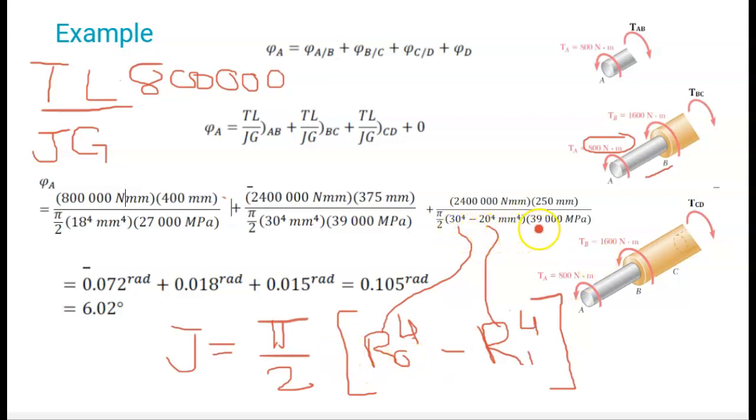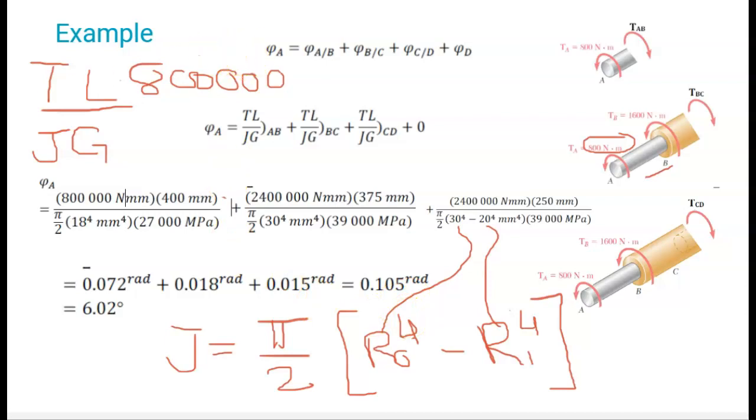And then it is brass, 39000 megapascal, and the length for the last part was 250. I will put all these things together in our calculator. When I put that in, it will give me an answer in radian, 0.105 radian.